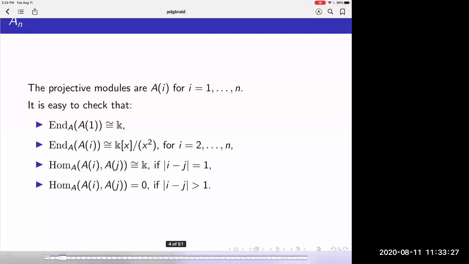And this is a fairly simple algebra, and you can check the following facts fairly easily: the endomorphism algebra of this first projective, A(1), is just one-dimensional. The endomorphism algebra of the other projectives is two-dimensional. The Hom spaces between neighboring projectives are one-dimensional, and the Hom spaces between far-away projectives are equal to 0.